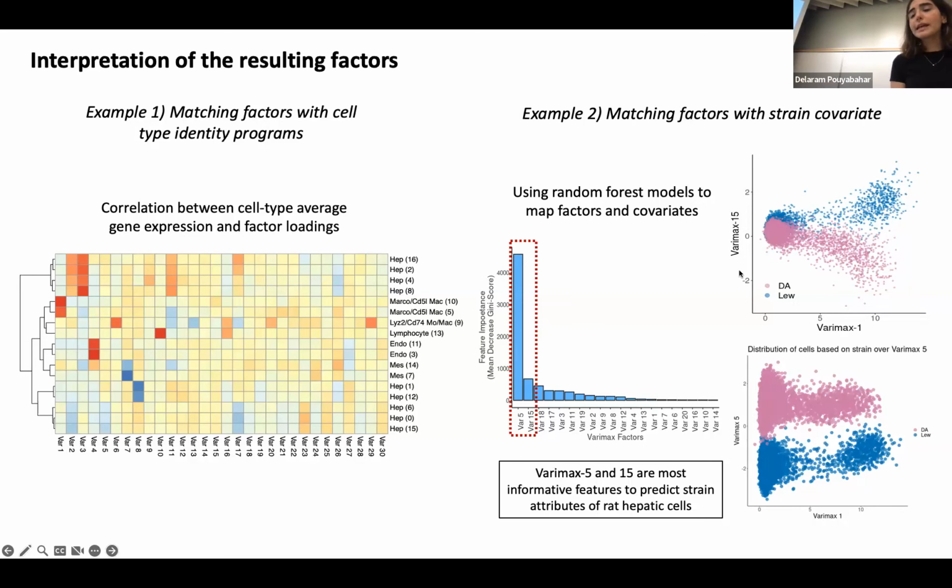As I will show in the next slide, if you look at what cell type these two clusters are coming from, they're coming from non-inflammatory macrophages, which was very interesting for the biology of the rat livers that we were trying to figure out. And on Varimax 5, you can see that we're apparently seeing some sort of global effect. It seems to separate out all the cells of Dark Agouti and Lewis from one another.